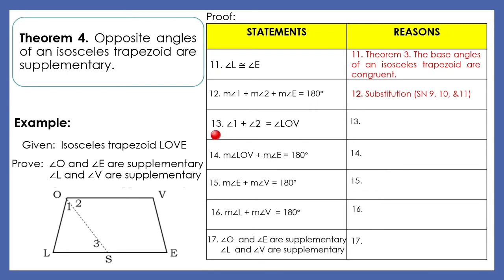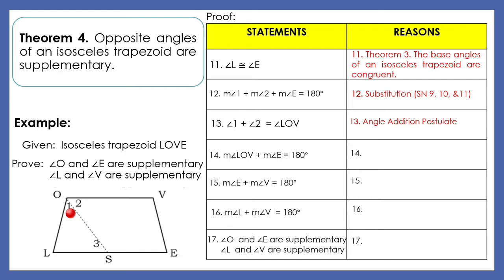For statement number 13, we have angle 1 plus angle 2 equals angle LOV. That is by the angle addition postulate. So, ano ba yung angle addition postulate? Yung measure ng larger angle ay equal siya sa sum ng measure ng dalawang smaller angles. So, angle 1 and angle 2, ito yung dalawang smaller angles. So, yung sum nila ay equal dito sa angle LOV.